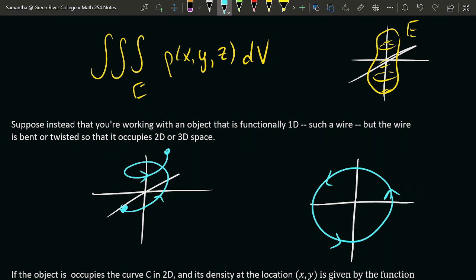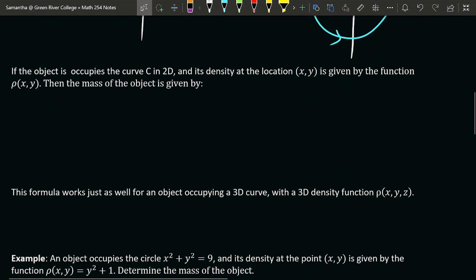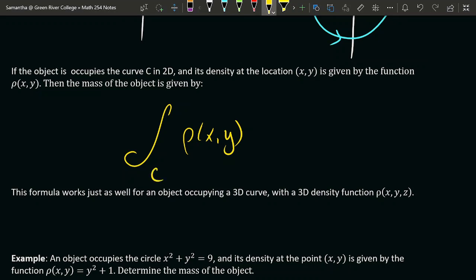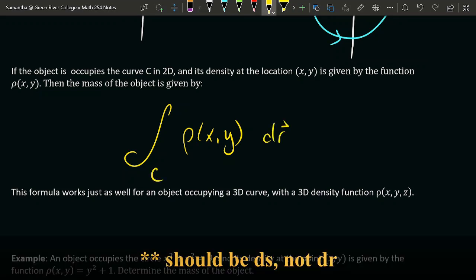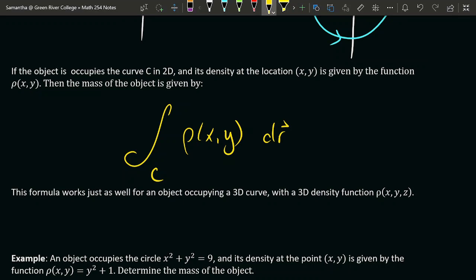So the formula that we have is as follows. If your object occupies a curve called C in either two-dimensional space or three-dimensional space, and if you know the density of that object at any particular location, then you can calculate the mass of the object by taking a line integral of the density function over the curve called C. This works in both 2 dimensions and in 3 dimensions.